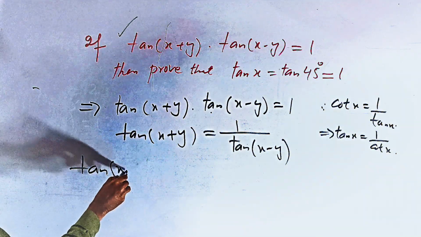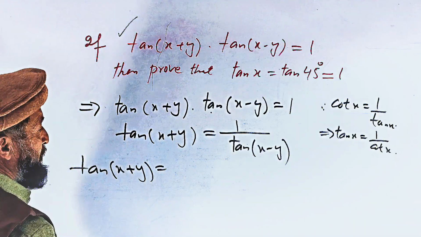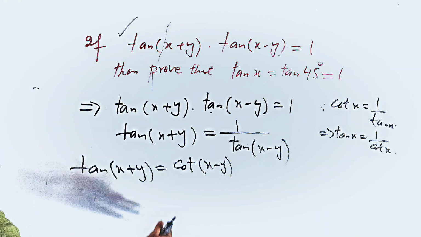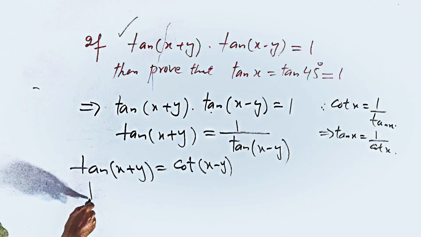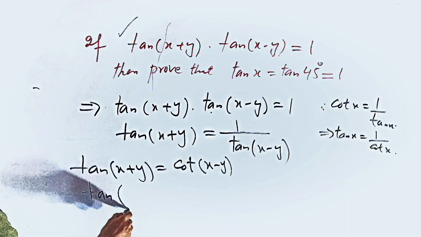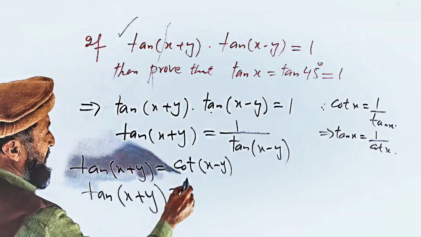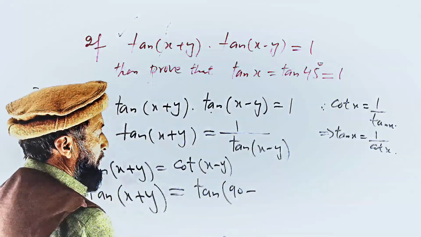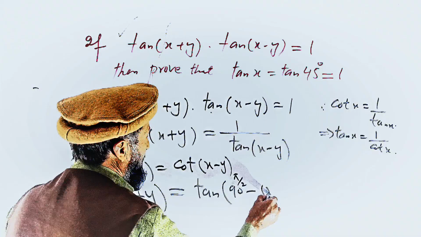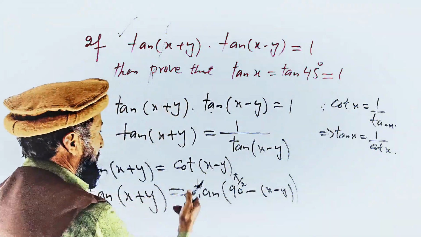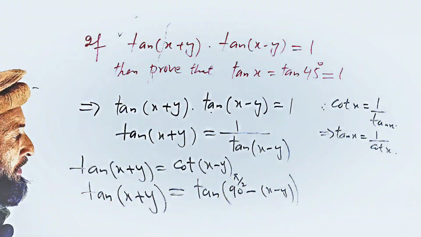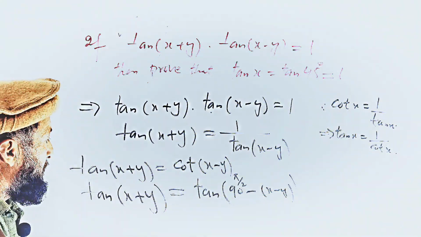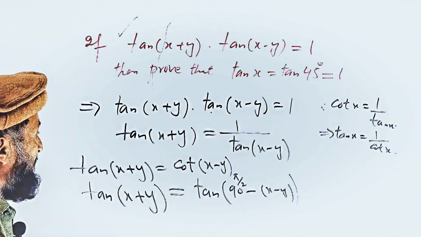Tangent (x plus y) is equal to, and here we change this one, cotangent (x minus y). Again, because tangent is required here, we change this cotangent into tangent using 90 degrees, that is pi by 2, minus (x minus y). Tangent is in the first quadrant and cotangent is also in the first quadrant, but tangent and cotangent are opposite to each other in their reaction.